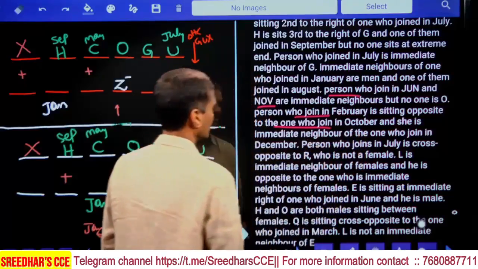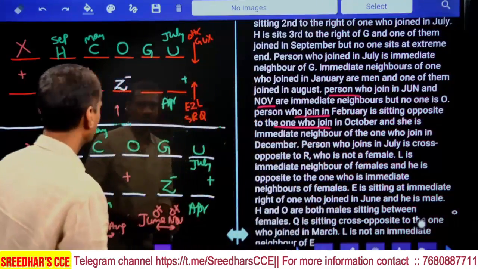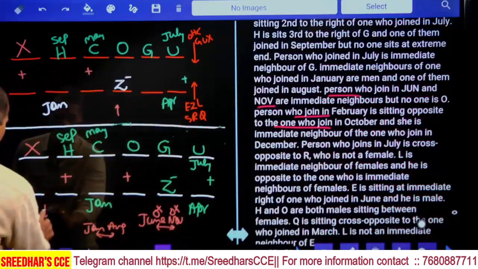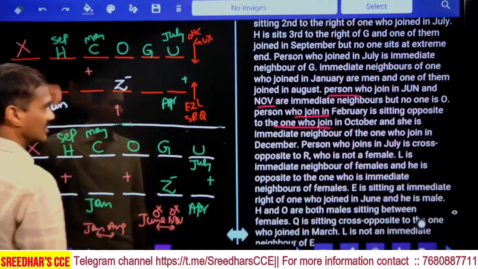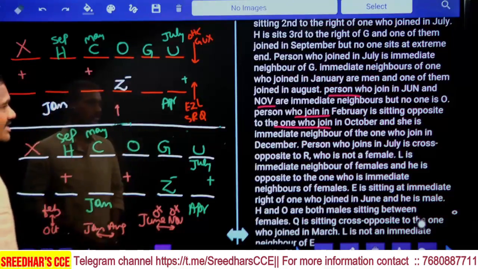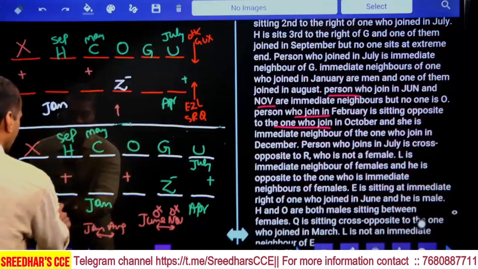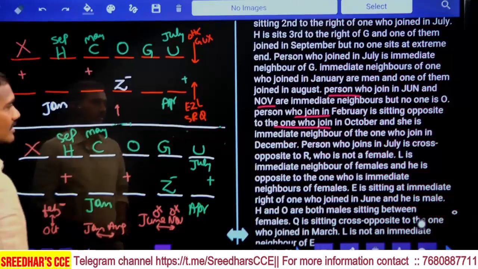And C is a person. February and October are opposite to each other, in any order. Feb can be on the north side or the south side, and October can be on the north side or the south side. And she is an immediate neighbor, meaning the one who joined in Feb is a female.